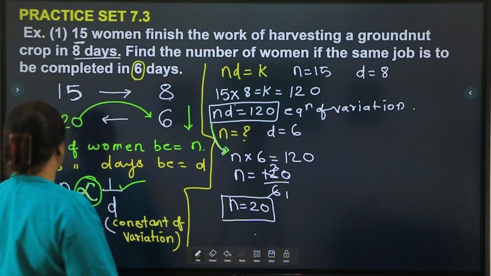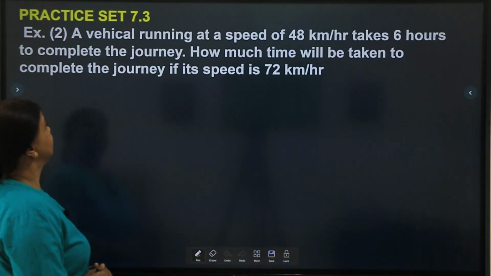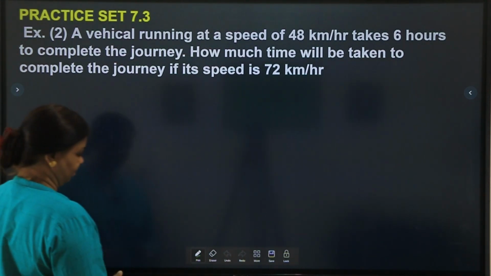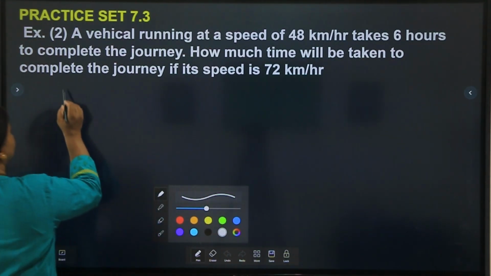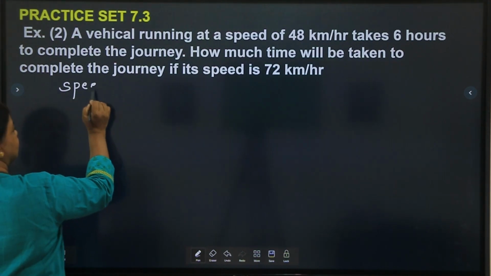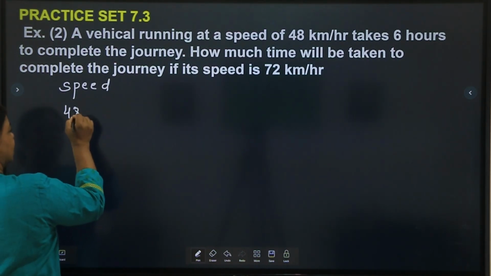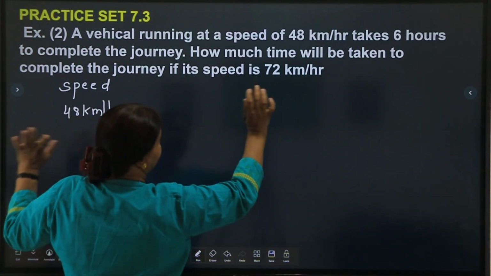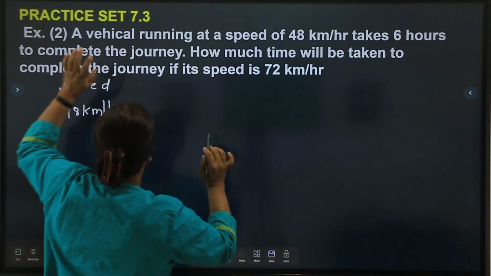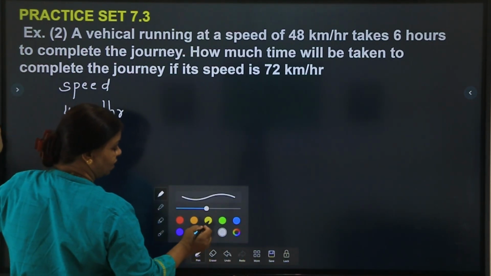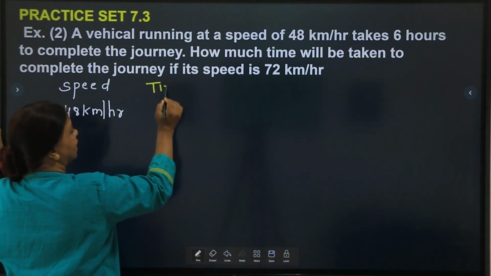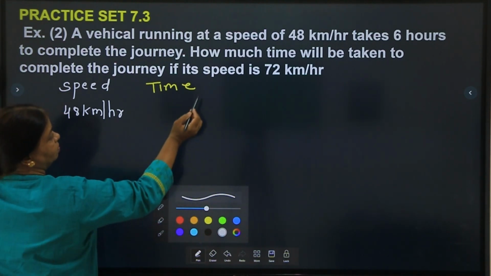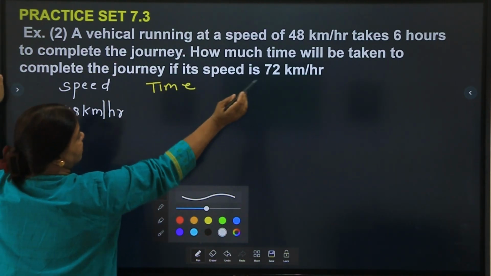Let's move to the next question, children. Example 2 says a vehicle is running at a speed of 48 km per hour. The speed of the vehicle is 48 km per hour and it takes 6 hours to complete the journey. So the time taken by the vehicle when the speed is 48 km per hour is 6 hours.